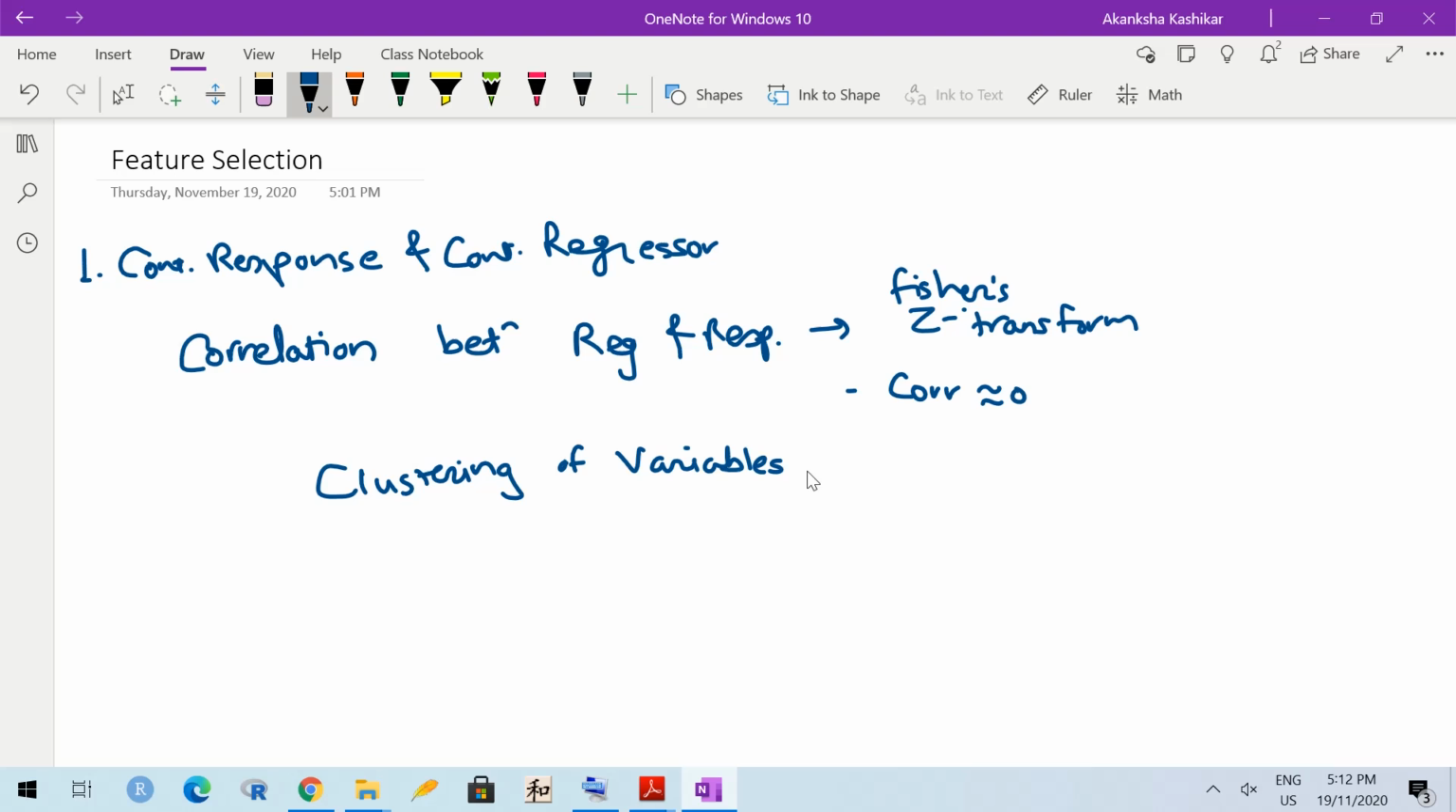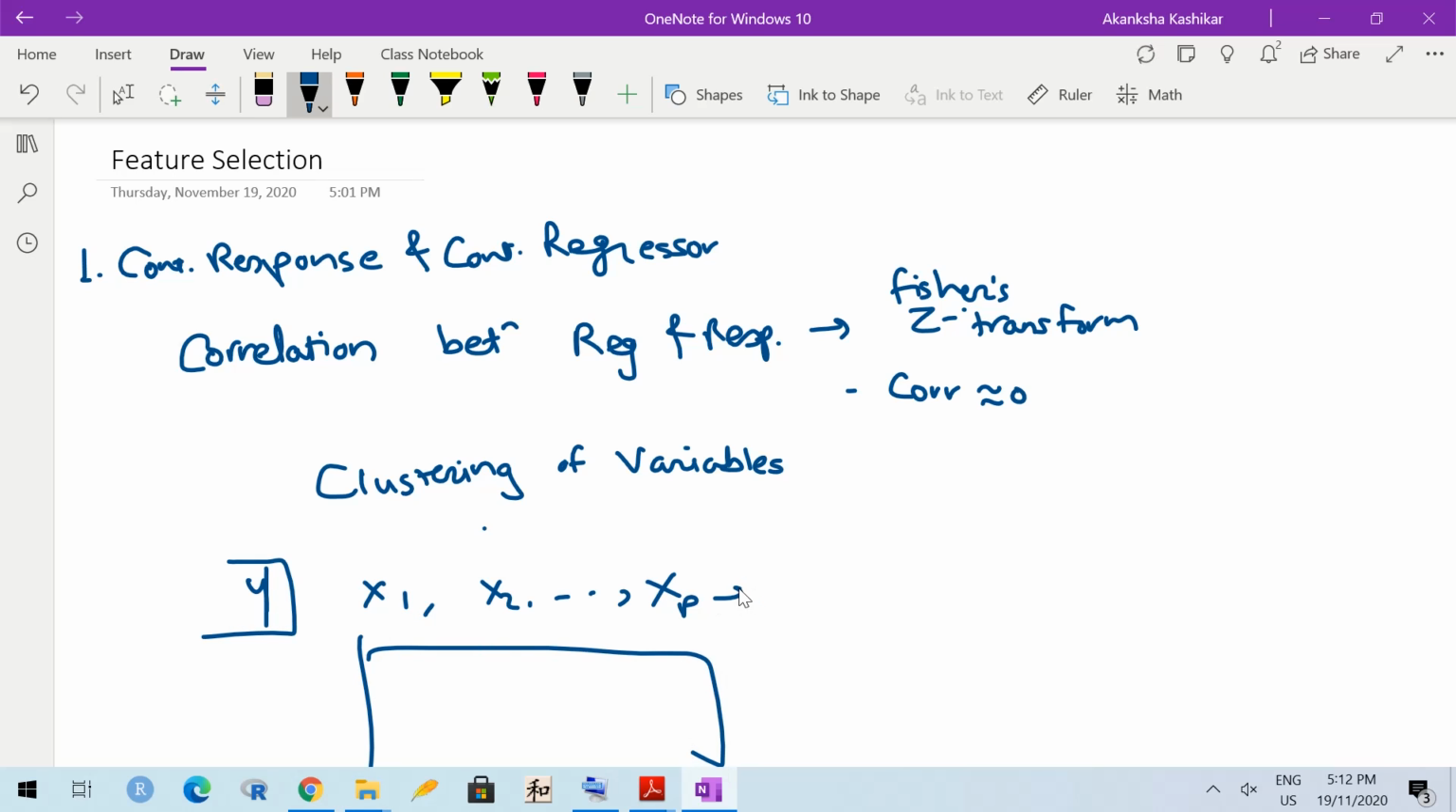Now here what we are going to do: suppose I have y and I have x1, x2, ..., xp, where p can be big. So I'll keep y aside. I won't use any information on y, but I have data on x1, x2, ..., xp, and I will do clustering of variables on these.